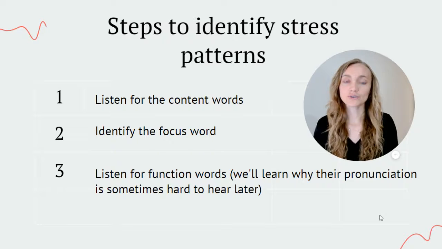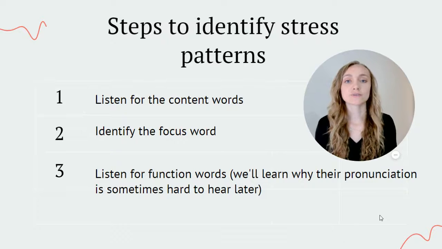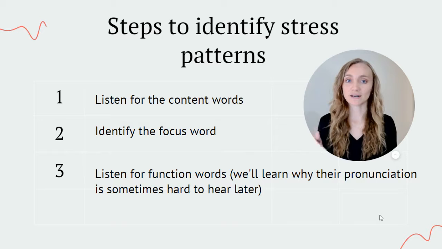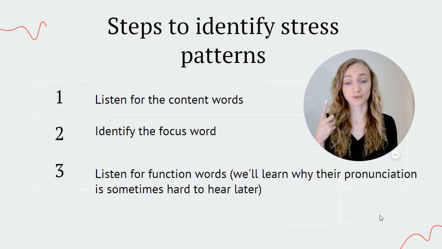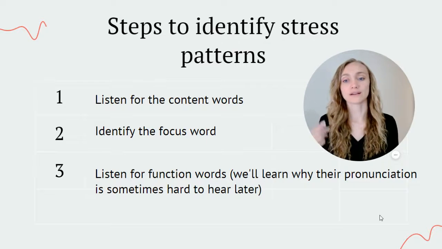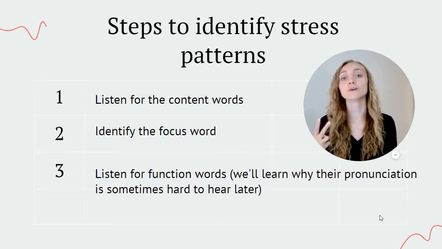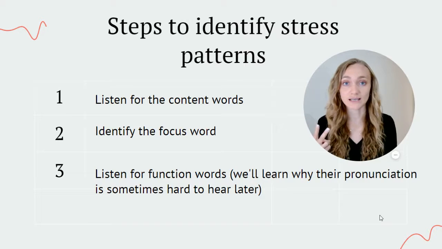So when you are listening to other people speak, maybe you're doing a listening exercise, you are listening to a movie, to a speech, and you want to identify what the most important part of the message is, you can listen for content words, okay? So these are some steps to identify stress patterns and where you are hearing people emphasize things or not. So we want to listen for content words, so the most important words. Then we want to identify the focus word. So what is the most important word of the sentence that they are stressing, and how does that change the meaning?